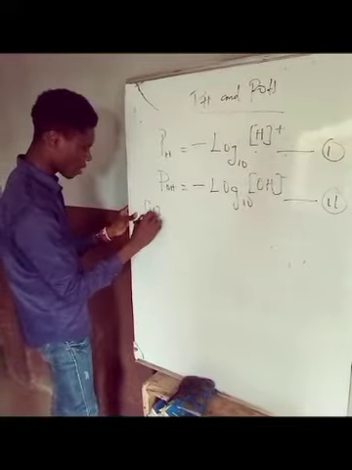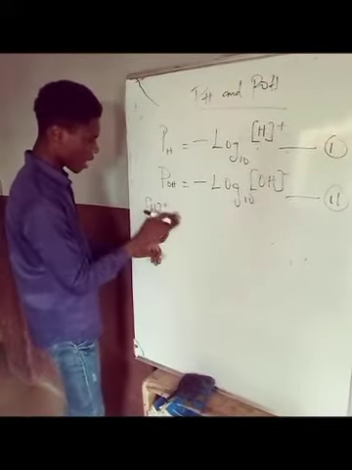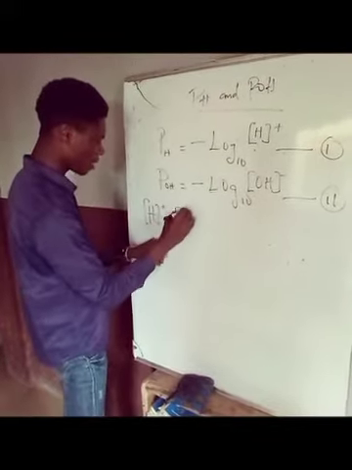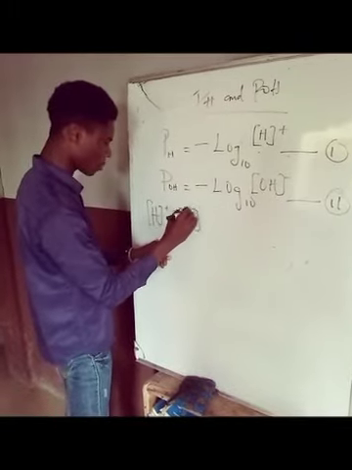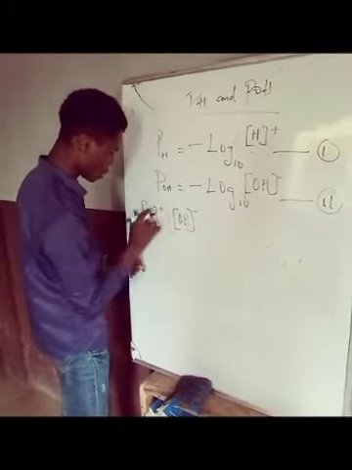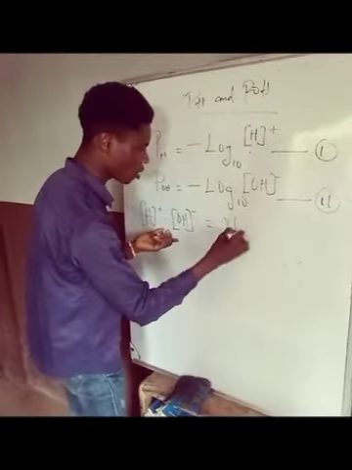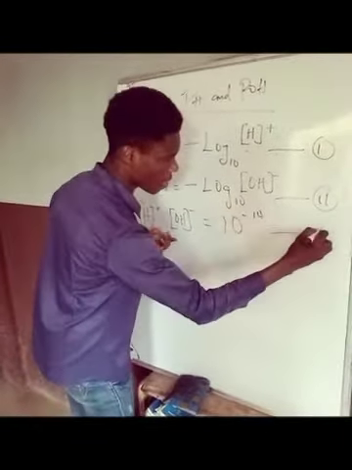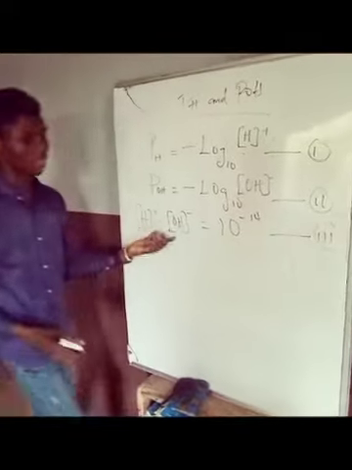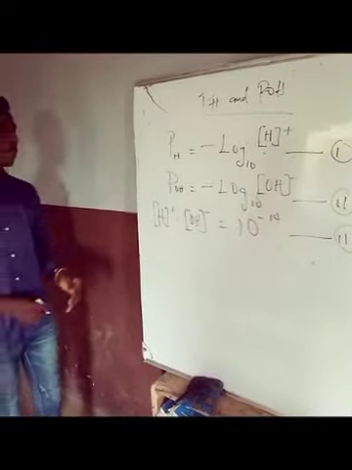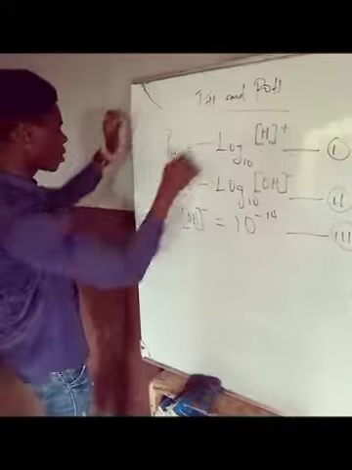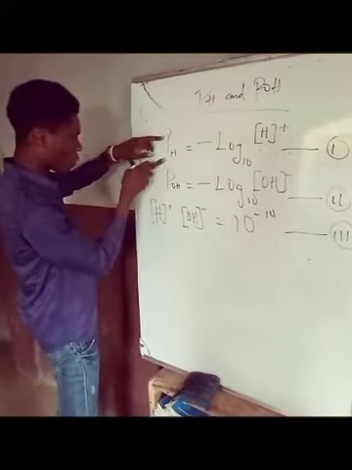Now from where we stopped in the last class, I told you that hydrogen ion concentration with hydroxyl ion concentration, with the dot here, which means multiply, the product gives 10 raised to power minus 14. This is equation 3. I hope you remember this is where we stopped in the last class.